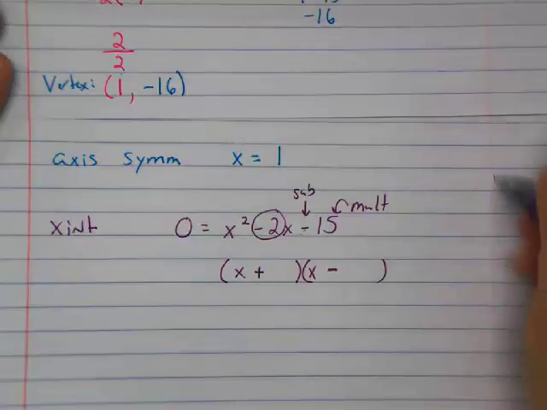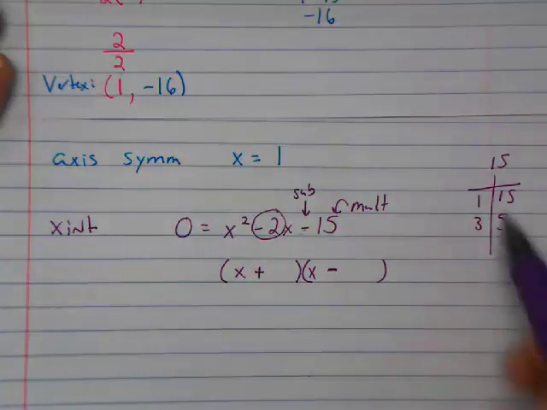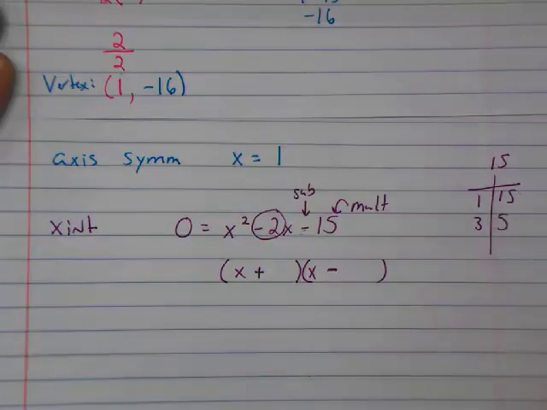Alright? Now go ahead and divide this into your two roots. So x plus 3 is 0, x minus 5 is 0. So x is negative 3, or x is 5. So there are my x-intercepts.